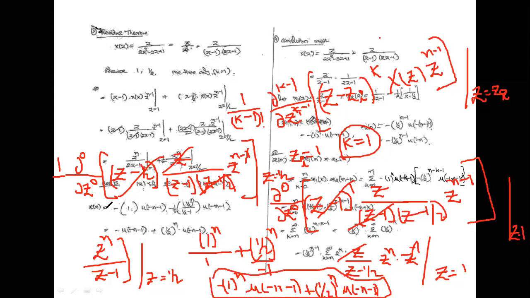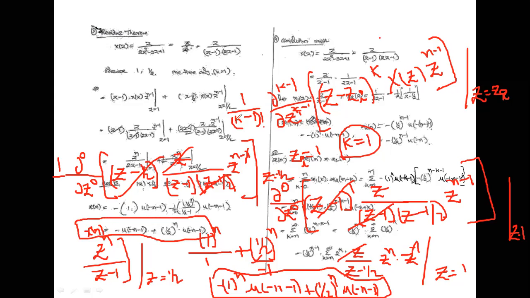You see here x of n is equal to minus u of minus n minus 1. There is no value of 1 power anything, the value is 1 only. And the second term plus (1 by 2) whole power n u of minus n minus 1. Got it, my dear students?